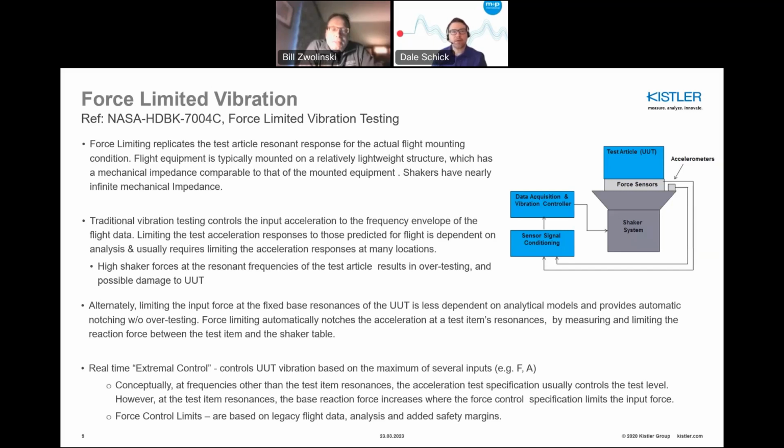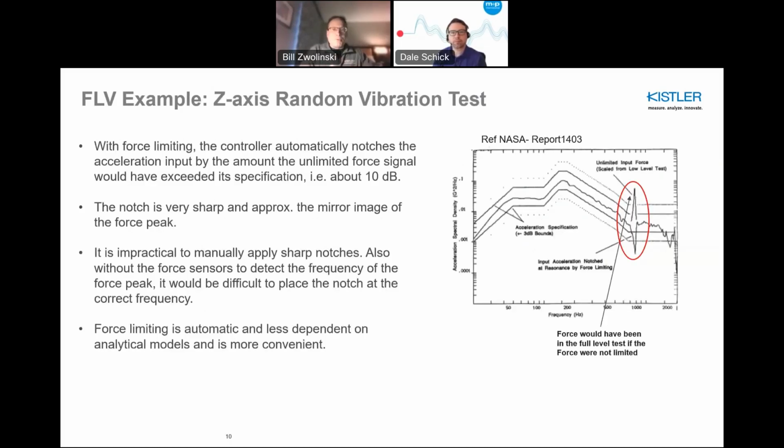However, at the resonances, the base reaction force is increased, and that's where you want the force control specification limits on the input force, so as not to overtest the satellite. Here's an example of what that might look like. In this case, you have an unlimited input force, which you can see peaking outside that enveloped condition. What the force limiting would do is put a very sharp notch, approximately the mirror image of that force peak, and that would tend to bring it all into that envelope of test, so as not to overtest the payload.